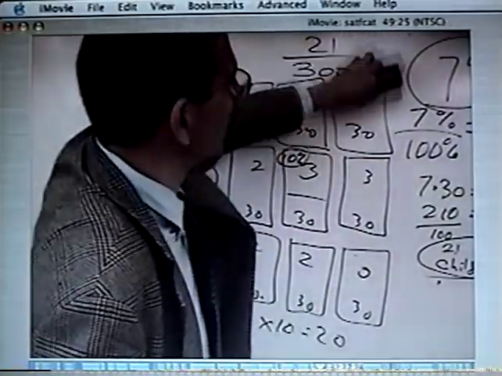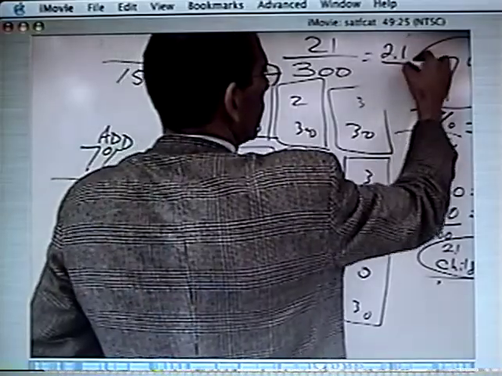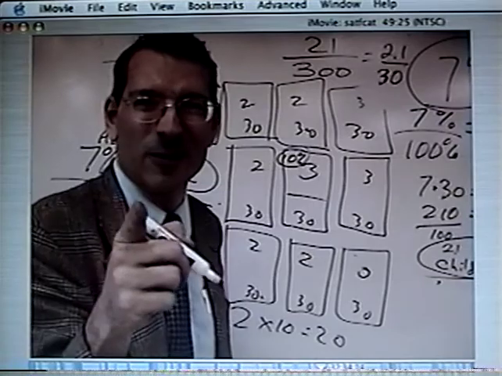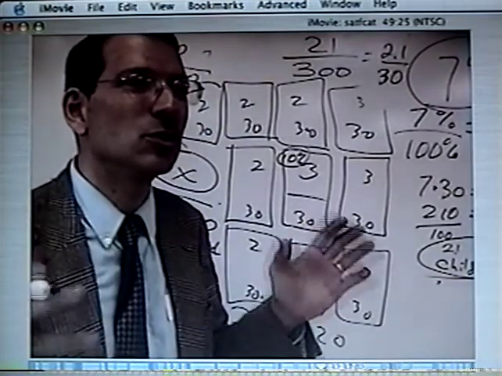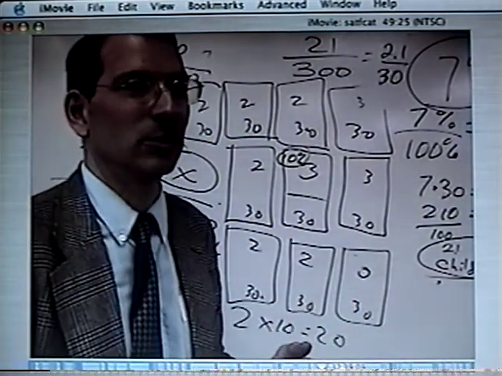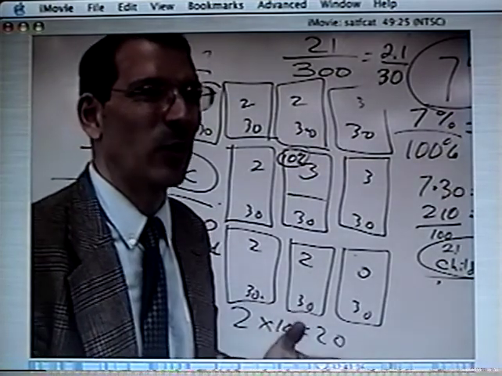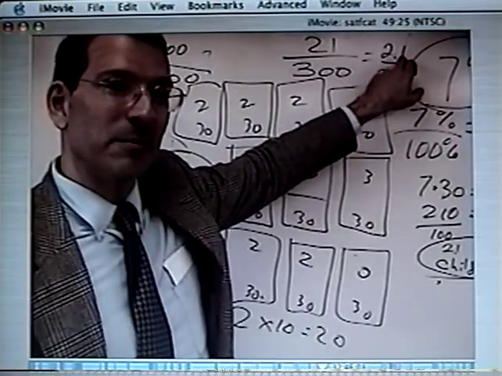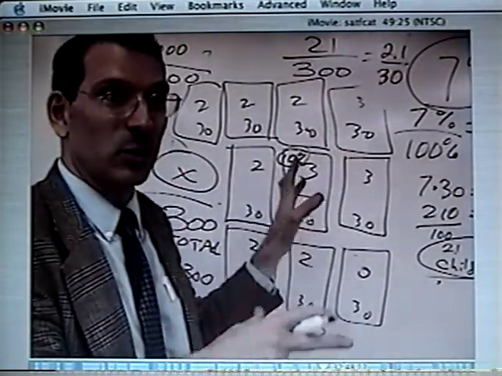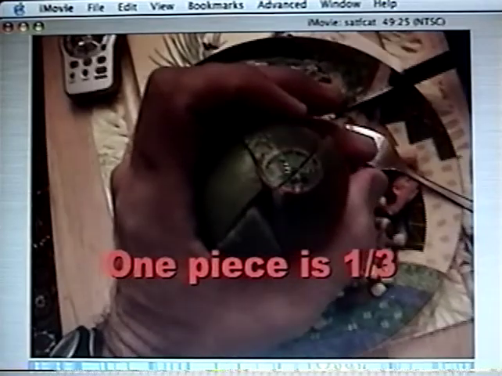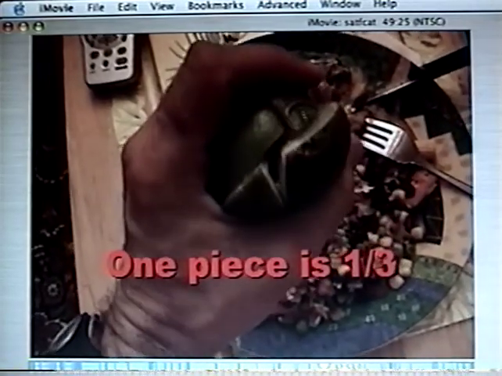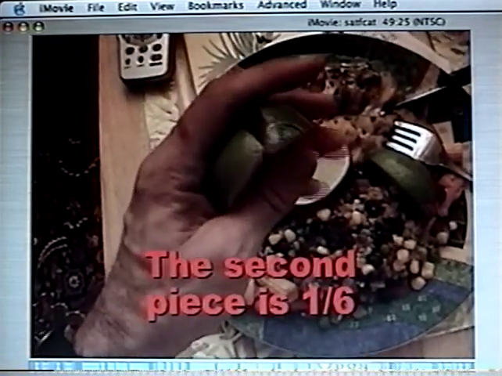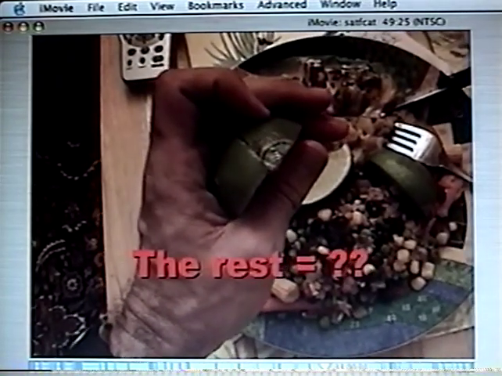Well, what we actually found out was that it was 2.1 out of 30. Remember how we started that out? We said, how can you have 2.1 children? What is this 2.1 children? Well, if you take a large enough sample, that 0.1 becomes a real child. So here's the SAT problem. If this big piece is 1/3, and this piece is 1/6, how much are those two pieces together?